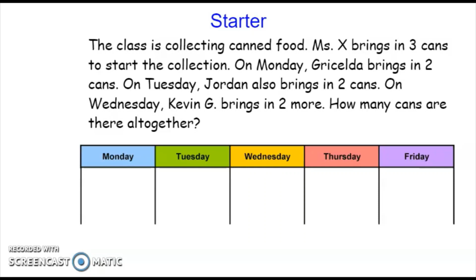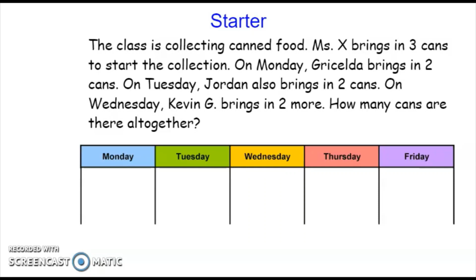The class is collecting canned food. Miss X brings in 3 cans to start the collection. On Monday, Griselda brings in 2 cans. On Tuesday, Jordan also brings in 2 cans. On Wednesday, Kevin G brings in 2 more. How many cans are there altogether?